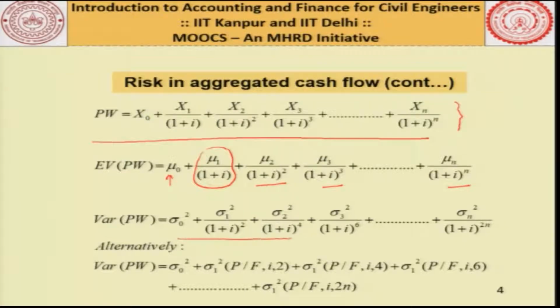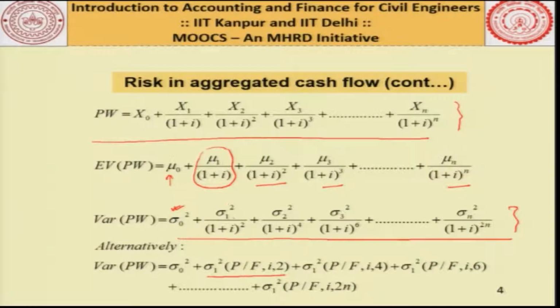Variance is given by this formula, which is sigma 0 square plus sigma 1 square upon 1 plus I raised to power 2 plus sigma 2 square upon 1 plus I raised to power 4 plus sigma 3 square upon 1 plus I raised to power 6 and finally sigma n square divided by 1 plus I raised to power 2n. Now, this also we can write it in terms of p given f factor.